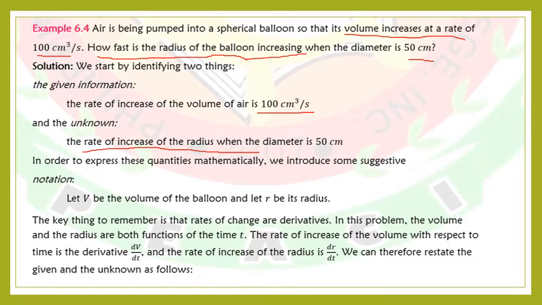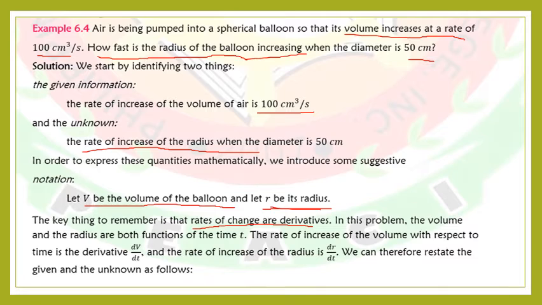In order to express these quantities mathematically, we introduce some suggestive notation. So let V be the volume of the balloon and R be its radius. Okay, so may mga notation din tayo na gagamitin dito, katulad doon sa minima and maxima problems. Diba may mga binigay doon na helpful formulas. The key thing to remember is that rates of change are derivatives. Okay, take note of this. Rates of change are derivatives.